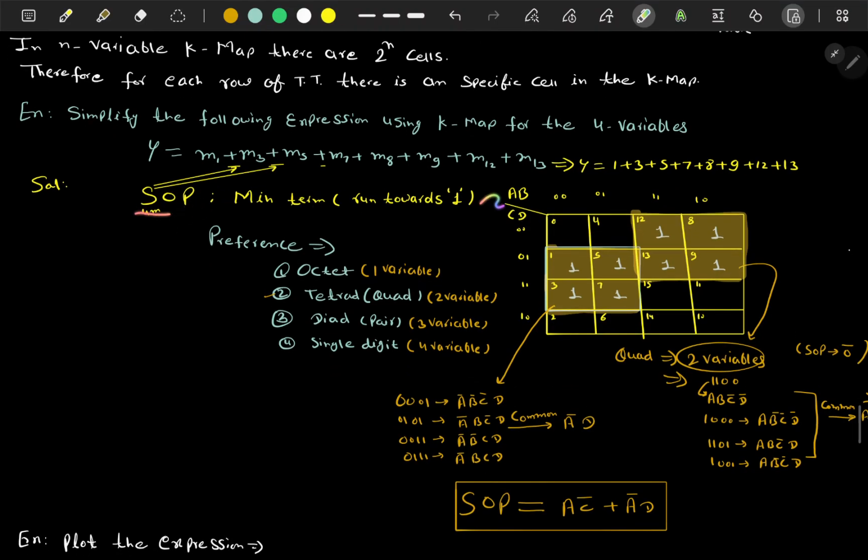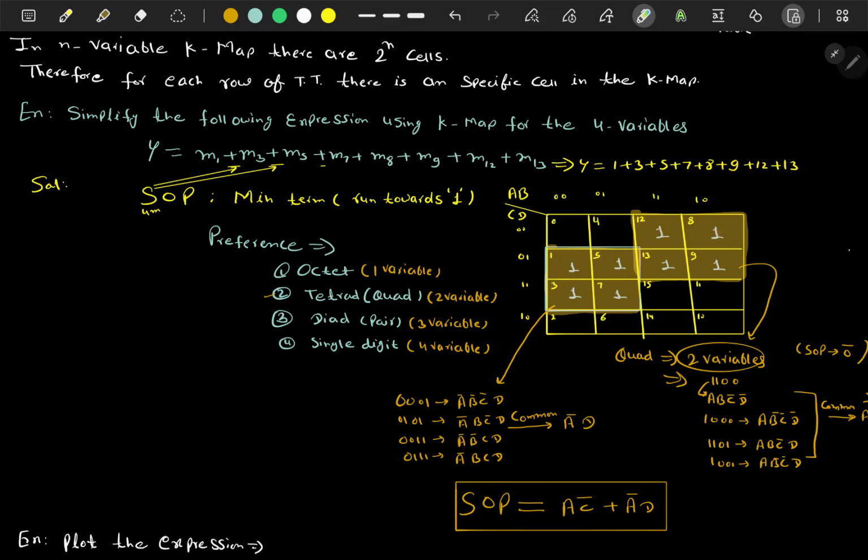So SOP, what is here? 1, 3, 5, 7, 8, 9, 12, 13. It is the sum of products. Sum of products means we run towards 1. So just mark 1 at 1, 3, 5, 7, then 8, 9, 12, 13.